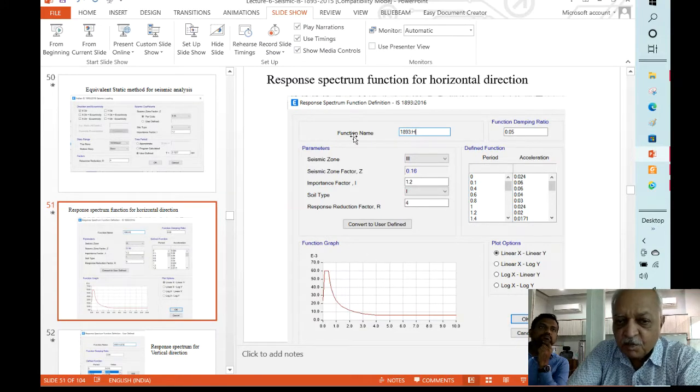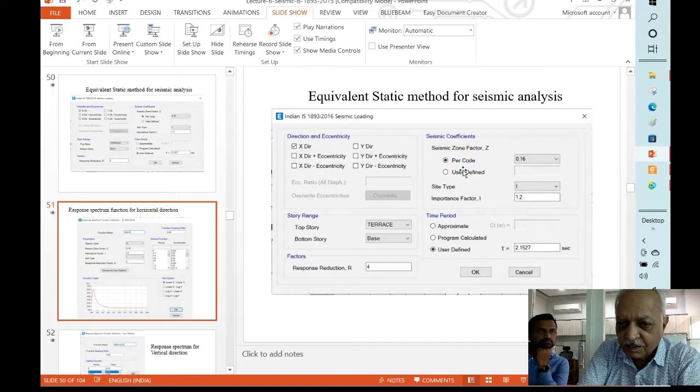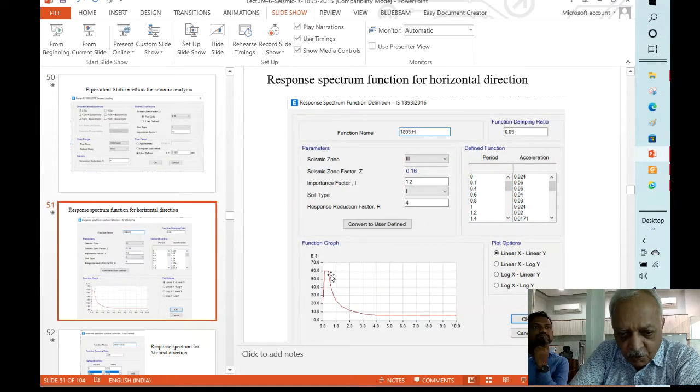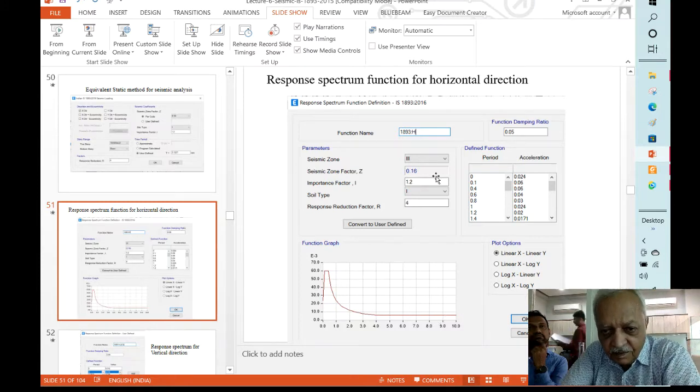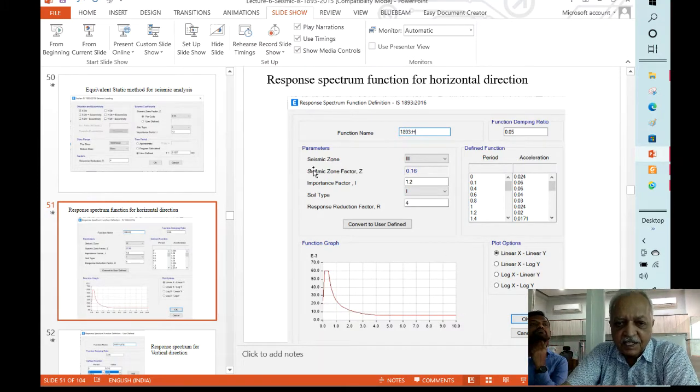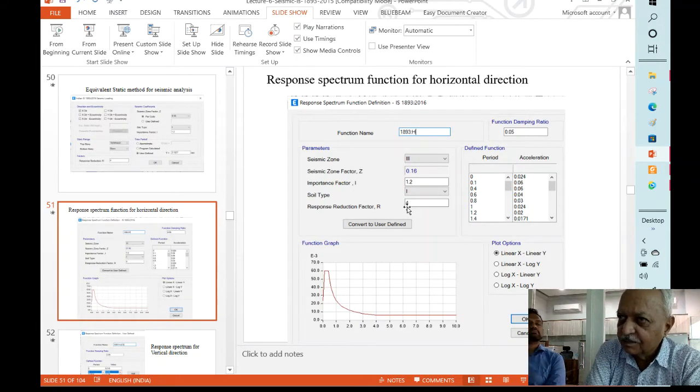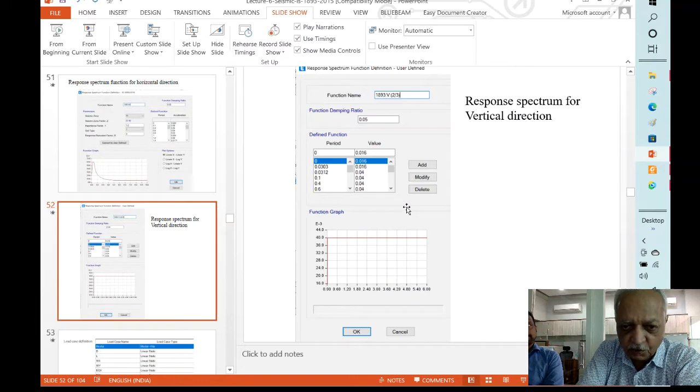As far as the response spectrum is concerned, this was for the equivalent static method. For response spectrum method, you have to select the response spectra, which is of course given in the code itself, and that ETABS directly picks up. While the other parameters like seismic zone, the importance factor, the response reduction factor, they are all to be decided for this method also, because they will be directly used for calculating the seismic force and so on.